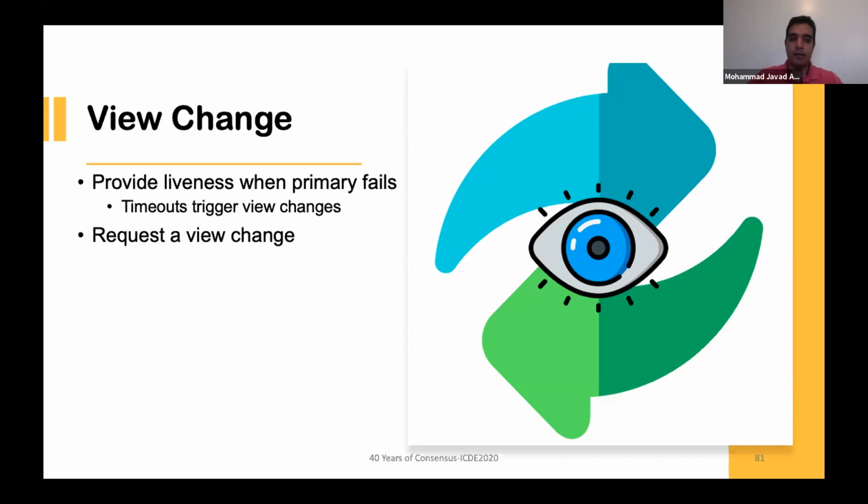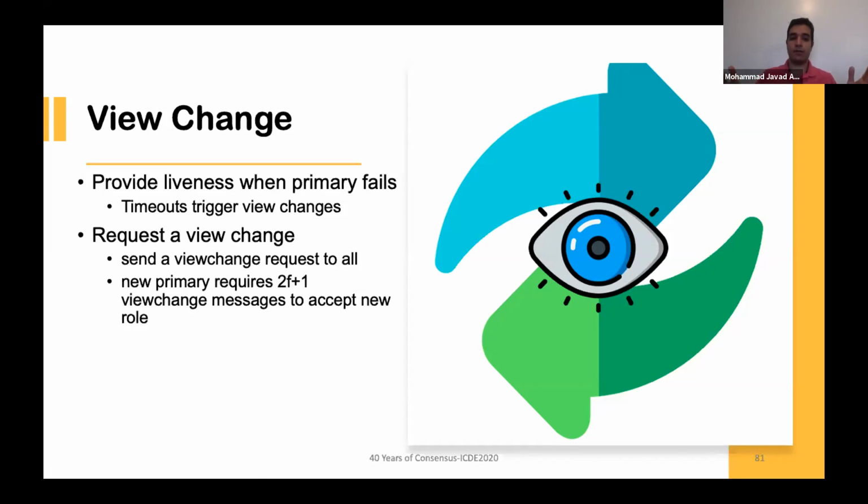Once the timeout happens, the replica requests the view change. It sends the view change to everyone. If the new primary, the primary of the next view, receives 2f+1 view change messages, it knows that the majority of nodes are claiming there is a primary failure, and we need to change the view. So it sends a new view with that proof, those 2f+1 view change messages, and some instructions on how to deal with the pending messages. I'm not going to go through the details of that.